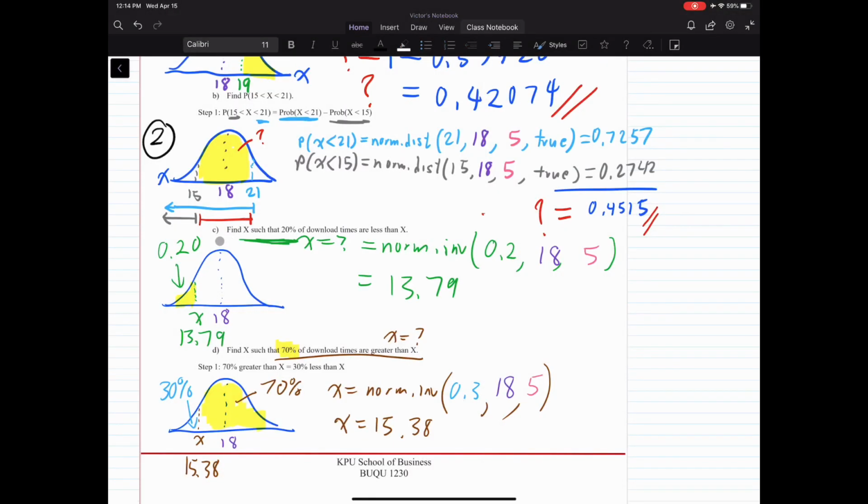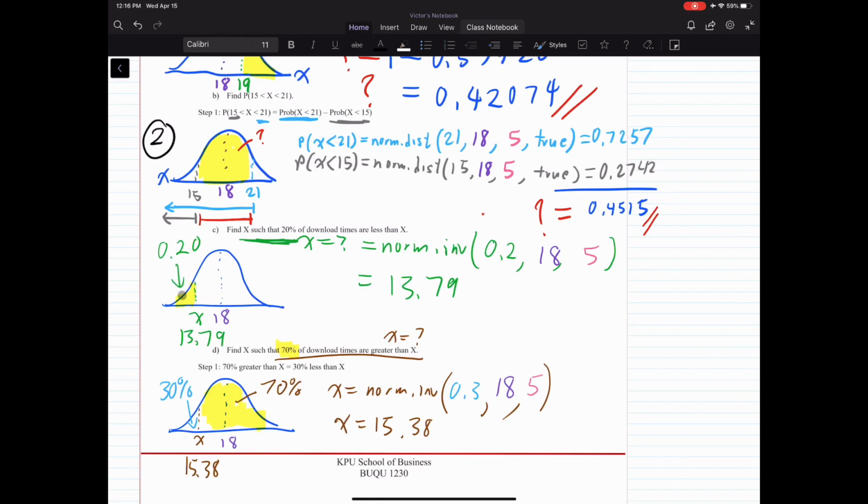Part C, find x such that 20% of the download time are less than x. So first step, draw the diagram. In the diagram, we have the bell shape, and then we have the mean. Mean is 18. What we're solving for here is x, given that 20% of the download time is less than x.